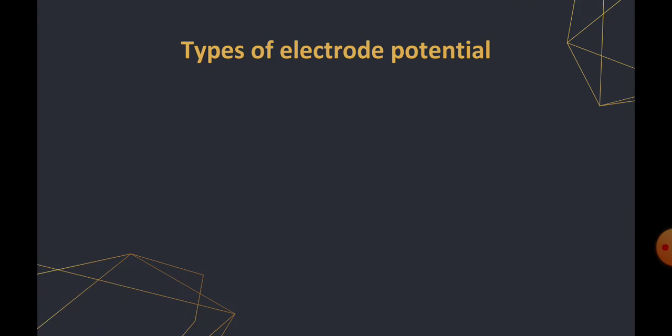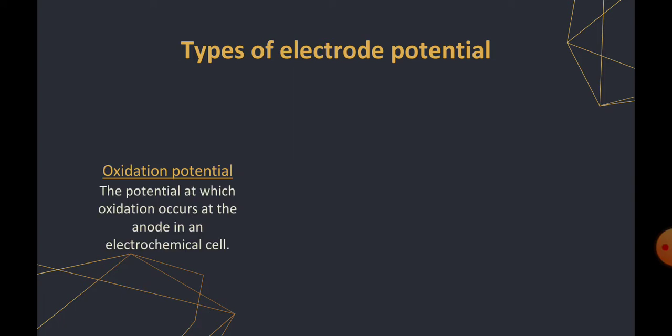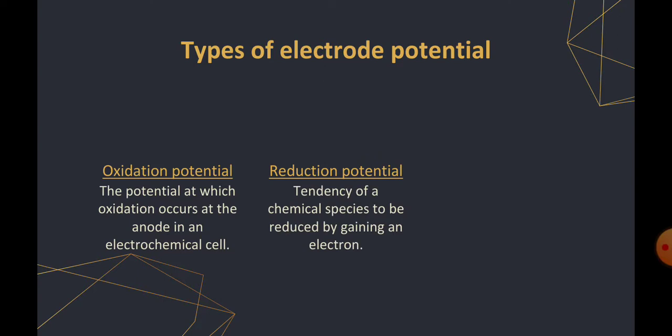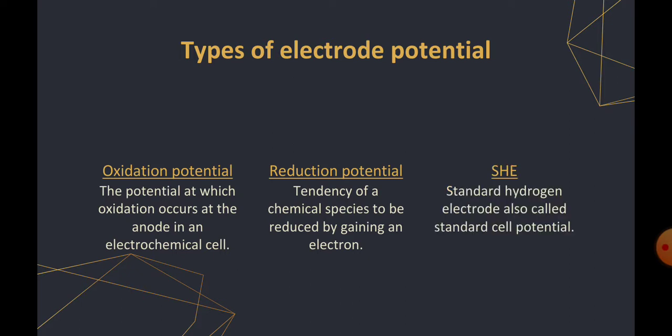Now we see the types of electrode potential. The first one is oxidation potential. When the metal electrode loses electrons, the reaction is considered oxidation, and the potential of the electrode developed at that time is called oxidation electrode potential. The second is reduction potential. Similarly, when the electrode gains electrons, then reduction occurs, and the potential developed at that time is called reduction electrode potential. Then there is the standard hydrogen electrode, which we can also call SHE. Now we saw them one by one.